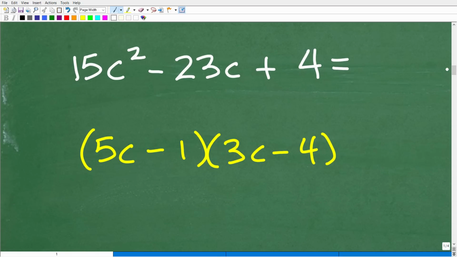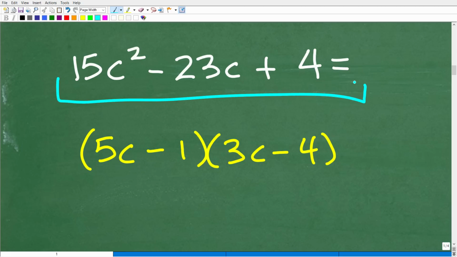All right, so this is the numerator. We have 15c squared minus 23c plus 4. Now, in algebra, we call this thing a quadratic trinomial. It's a polynomial, and it's a trinomial because there are three terms: 1, 2, 3, and it's quadratic because the leading term is degree 2.